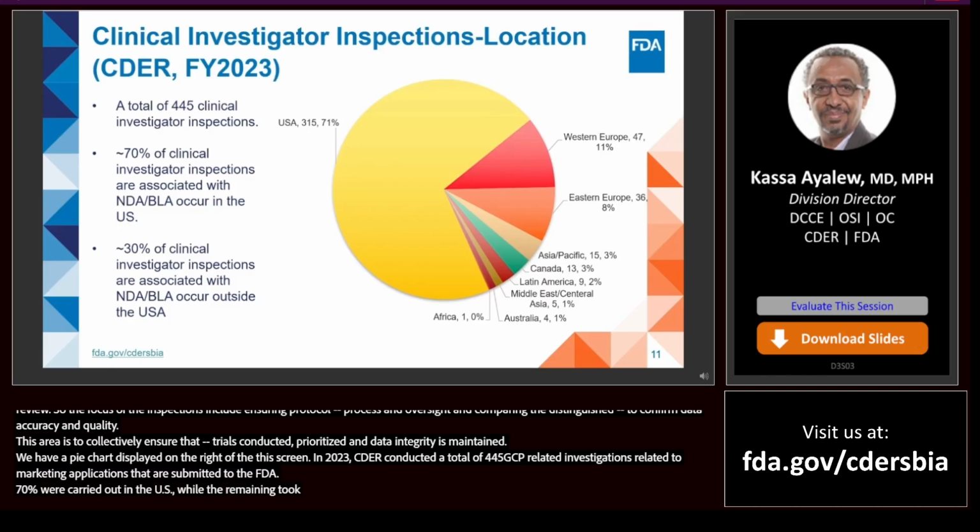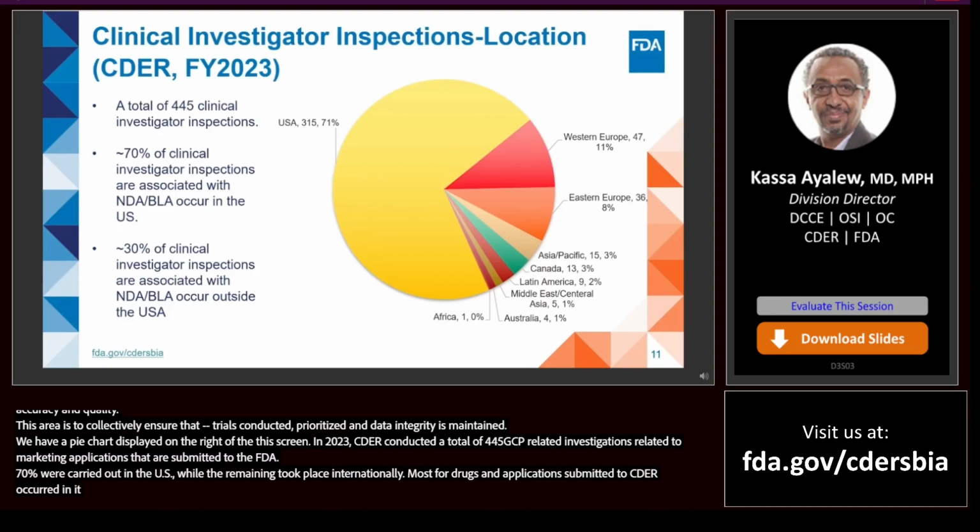Most inspections for drugs and biologics for applications submitted to CDER occurred in the US and Europe. The FDA may choose to mainly conduct its inspections within the US if there are sufficient US data, there are no conflicting results between the US and the foreign data, and if there are no reports of serious scientific misconduct from foreign sites.